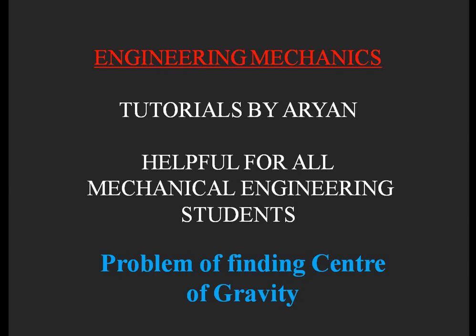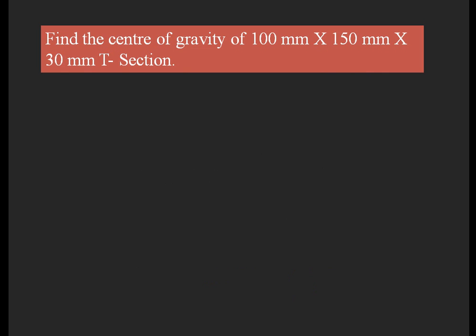So in this video we are going to discuss how to find out the center of gravity of a given figure. That means solving a problem. Here the problem is given like this: find the center of gravity of a 100 mm by 150 mm by 30 mm T section. So for the T shape we are going to find out the center of gravity.